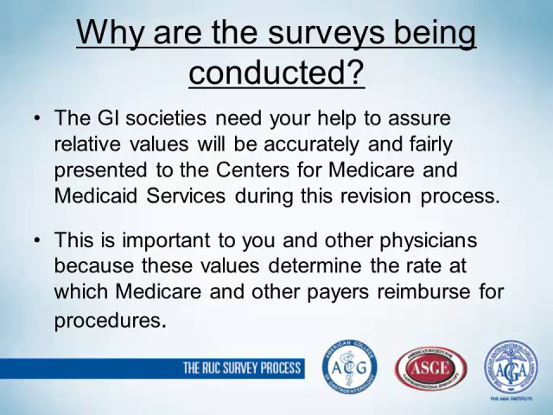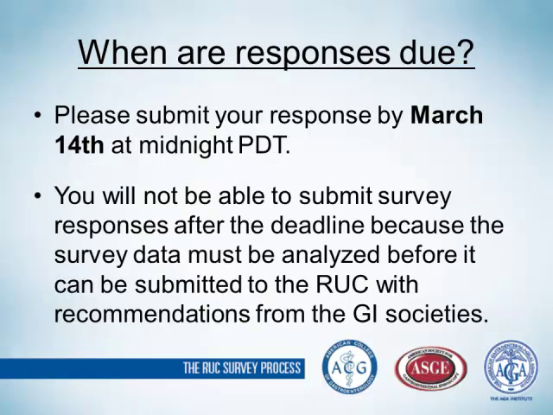You may ask, why are these surveys being conducted? The gastroenterology societies need your help to assure relative values will be accurately and fairly presented to the Centers for Medicare and Medicaid Services during this revision process. This is important to you and other physicians because these values determine the rate at which Medicare and other payers reimburse for procedures. For this series of surveys, your responses are due by March 14th at midnight Pacific Daylight Time. You will not be able to submit survey responses after the deadline because the survey data must be analyzed before it can be submitted to the RUC with the recommendations from the GI societies.